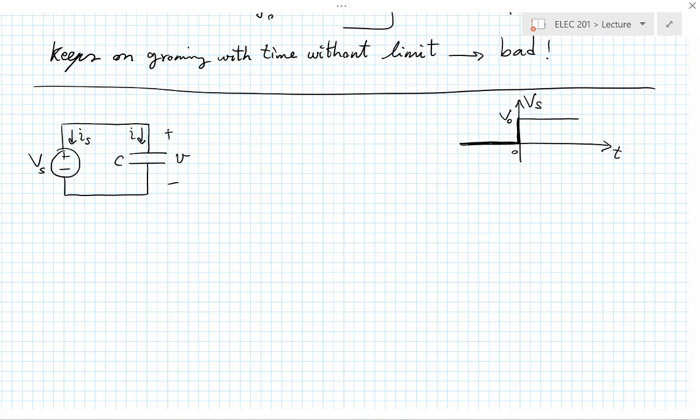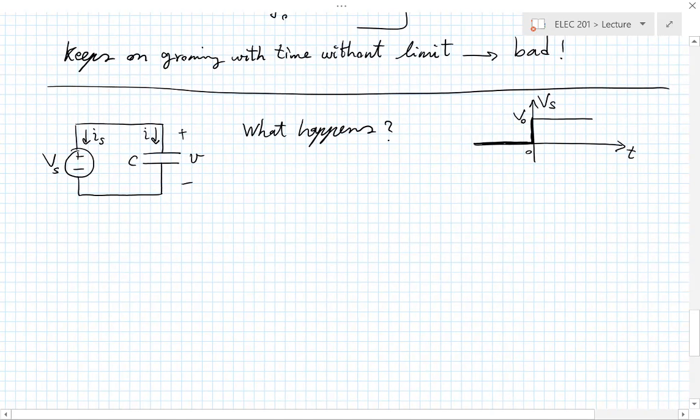Is this good, bad? What happens? Absolutely. So the answer is, it's also something not good here, because of the simple reason that KVL here imposes an equality between V and V sub S. So that voltage source is forcing its voltage across the capacitor. So if there is a sudden jump in the value of the voltage there, the capacitor will have to take it. So you have a sudden jump in V.